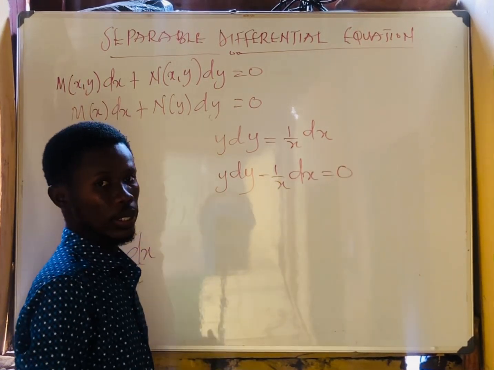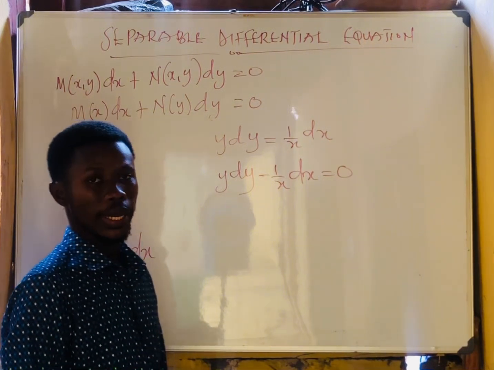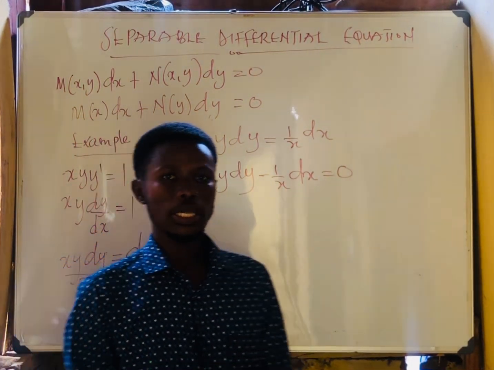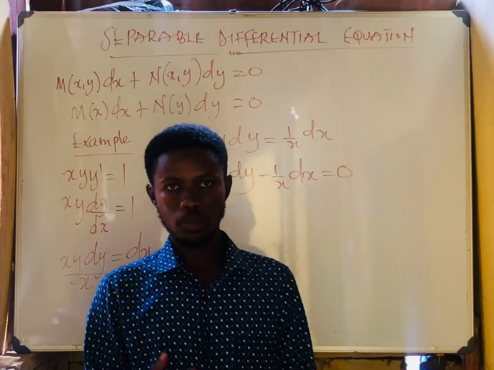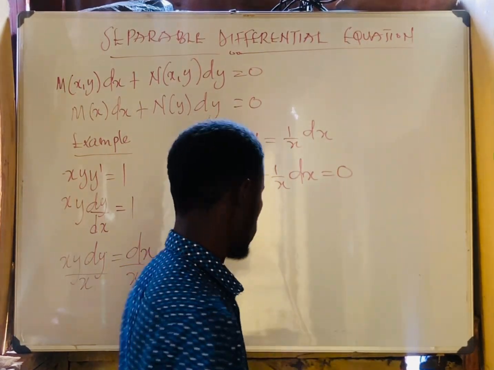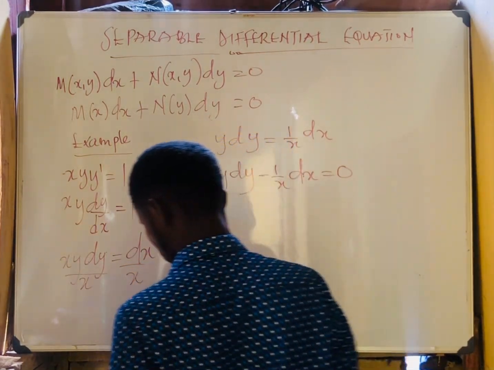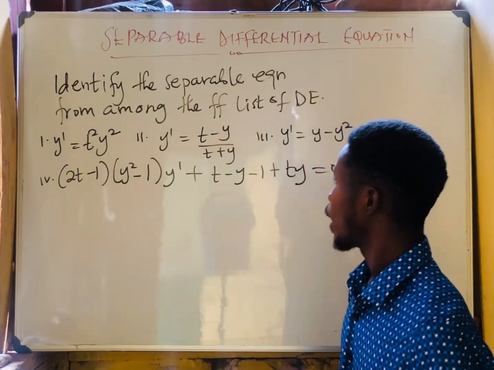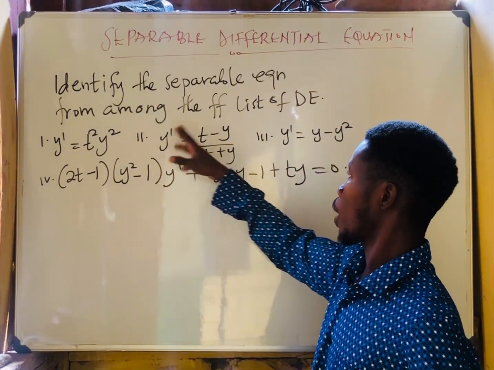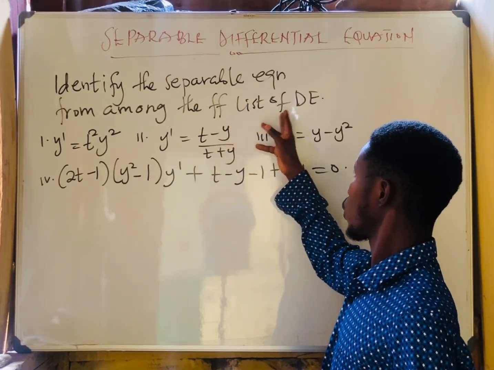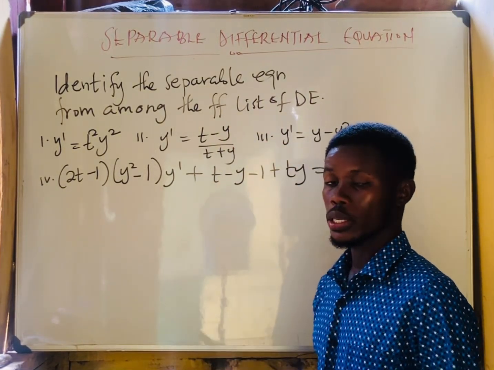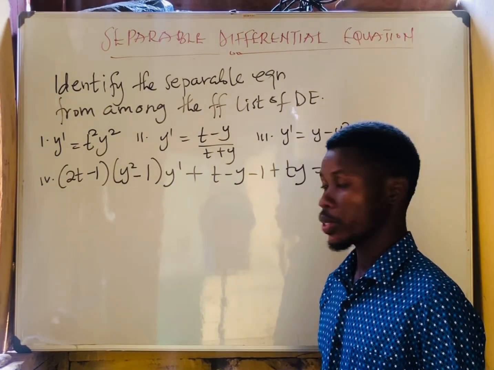Is that okay? Very good. So that is how we separate the functions. So now let's look at some more examples. Okay, so now let's look at these examples. Identify the separable equations from among the following list of differential equations. So we want to just look at the separable ones there. So let's try to separate them.